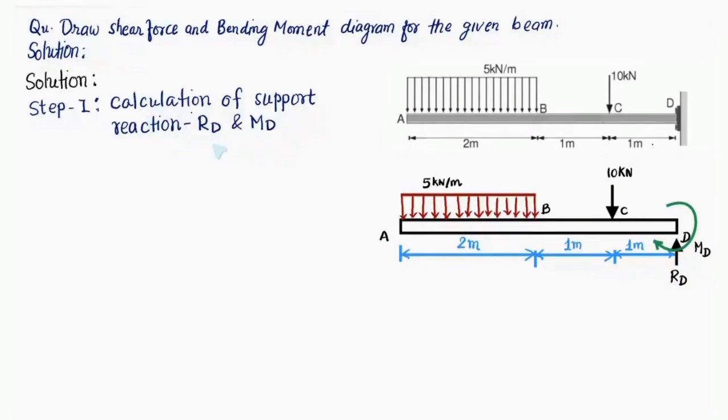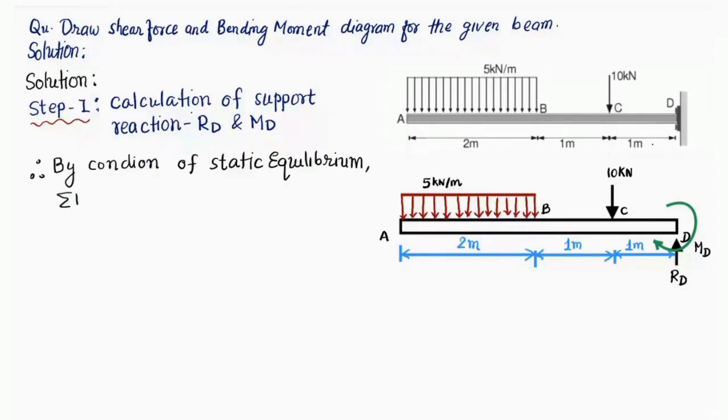To calculate the support reaction of the cantilever beam, we shall be using the conditions of static equilibrium. This is step 1, friends. By the conditions of static equilibrium, summation of vertical forces equals 0, summation of horizontal forces equals 0, and the summation of moment of forces about any particular point that you can take is equal to 0. These three conditions are called the conditions of static equilibrium. Since we don't have any horizontal force acting on this beam, this condition would be ruled out. So now we have the vertical forces condition, and the summation of moment of forces about any point on the beam is going to be 0.